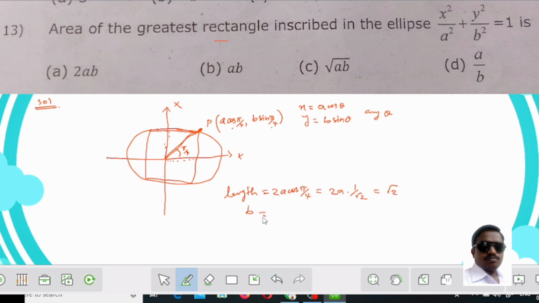And the breadth is 2 into the y coordinate. 2 into b sin pi by 4, that means 2b into 1 by root 2. That means this is root 2a, this is root 2b. Therefore, area is L into b. Area of the rectangle is what? L into b, that means root 2a into root 2b. Root 2 into root 2 will become 2. So, 2ab square units. So, first option A is the right answer.